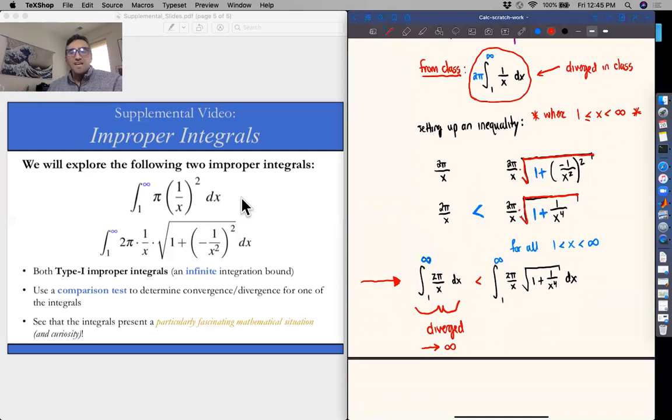Well, what does that mean? Well, that right-hand side, we know that the right-hand side is always going to be greater than that left-hand side. They're strictly positive for all those x values between 1 and infinity. The right-hand side is larger. Well, inherently what that means is this right-hand side must also diverge, since it's greater than something that's known to diverge.